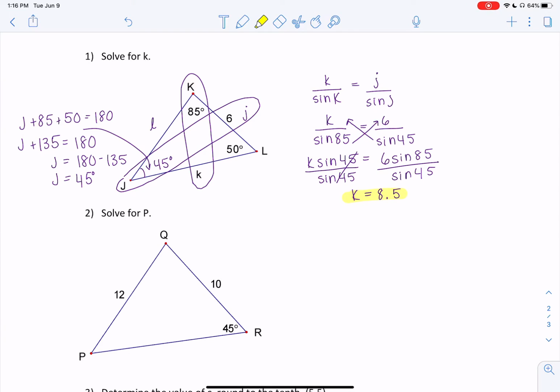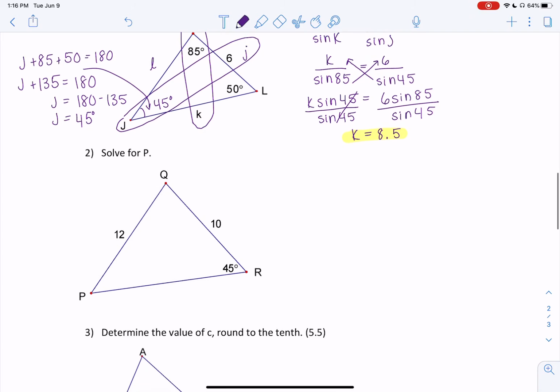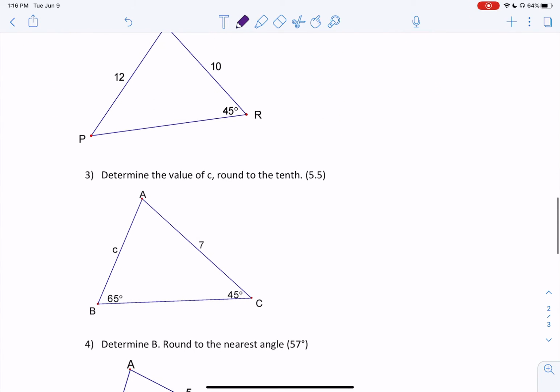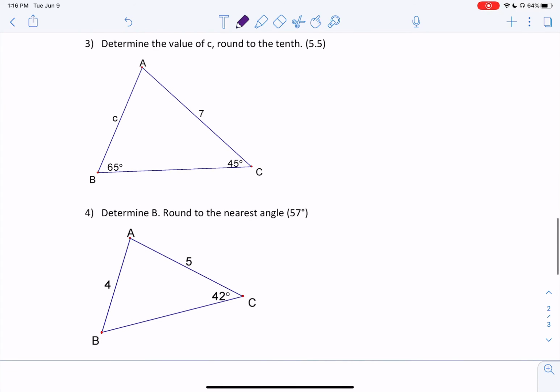So what I want you to do is go through, try 2 on your own here, and you're going to be solving for p. Next, you're going to go to 3, and you're going to determine the value of little c here. And finally, for 4, you're going to find the value of capital B.